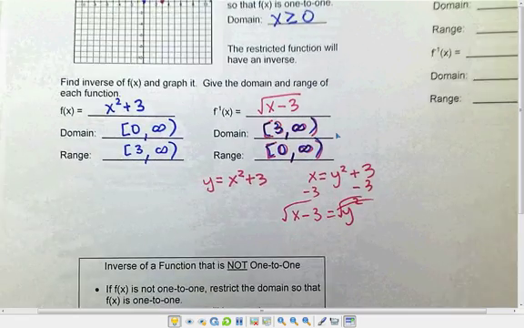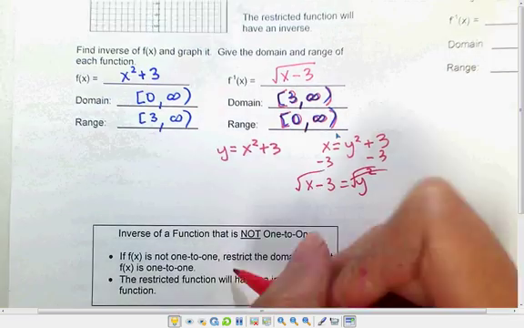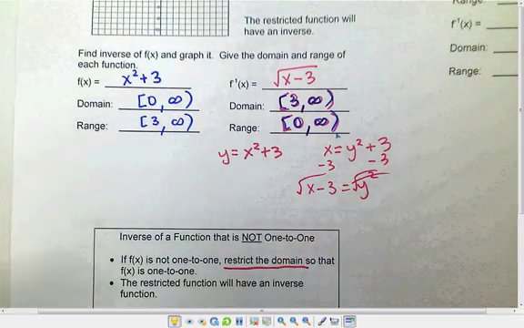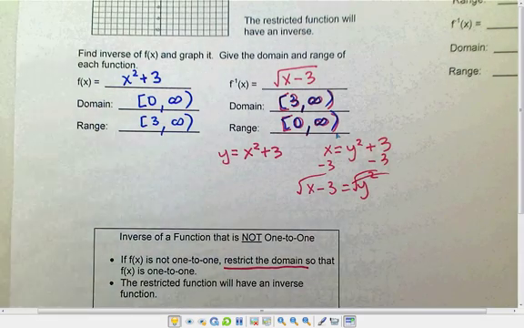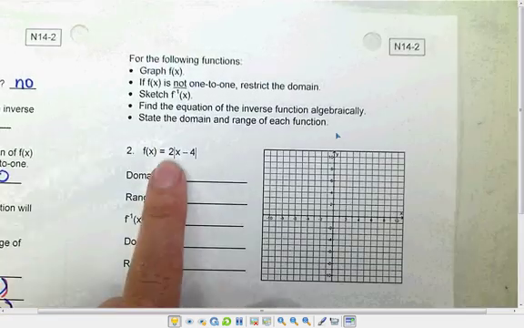So what we learned here is if you ever have a function that's not 1 to 1, what we have to do is restrict the domain, which means we're really just canceling out half of our graph so that it is 1 to 1, and then do our inverse function from there. So let's take a look at another example. For number 2, let's graph this.